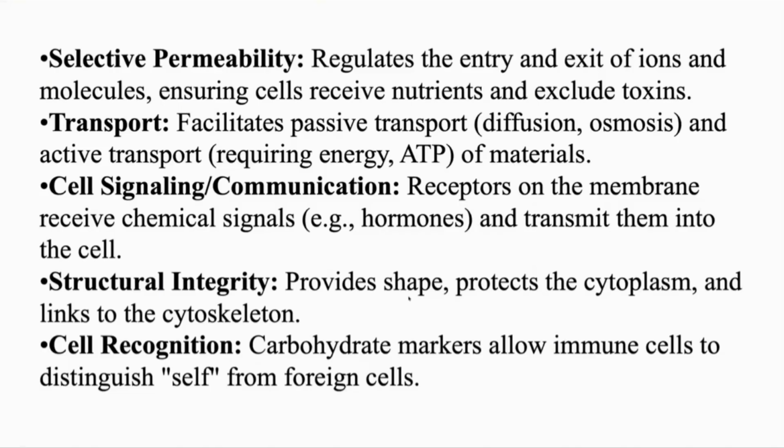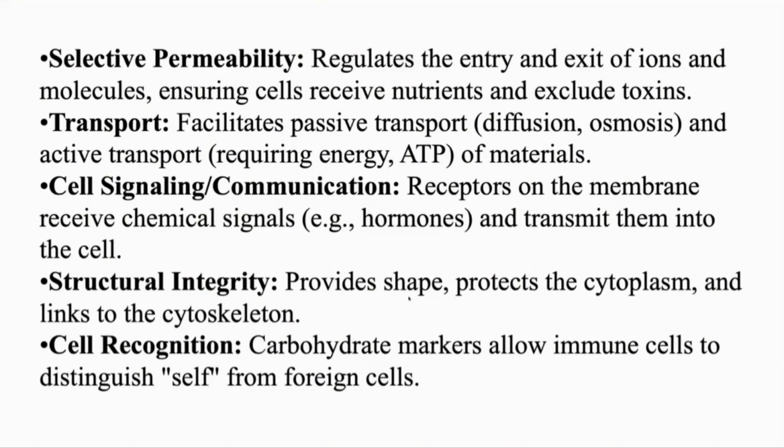Third one is cell signaling and communication. So the cells signal each other. One cell gives a signal to the other cell. So how does it happen? It happens through the receptors which are present on the plasma membrane. These receptors receive the chemical signals from foreign molecules, that may be hormones or enzymes, and transmit them to the other cell. The transmission takes place with the help of the proteins which are present on the surface of the membrane.